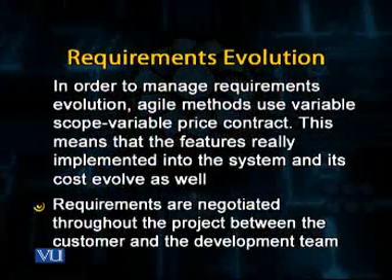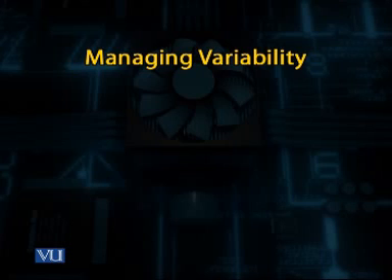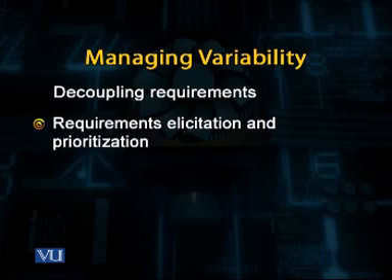And the same point is again discussed here, that the requirements are negotiated throughout the project between the customer and the development team, and that can only happen if the customer is available and is working alongside the development team on the site where the development work is being done. Managing requirements variability has two steps. Number one is decoupling of requirements, and number two is requirements elicitation and prioritization.